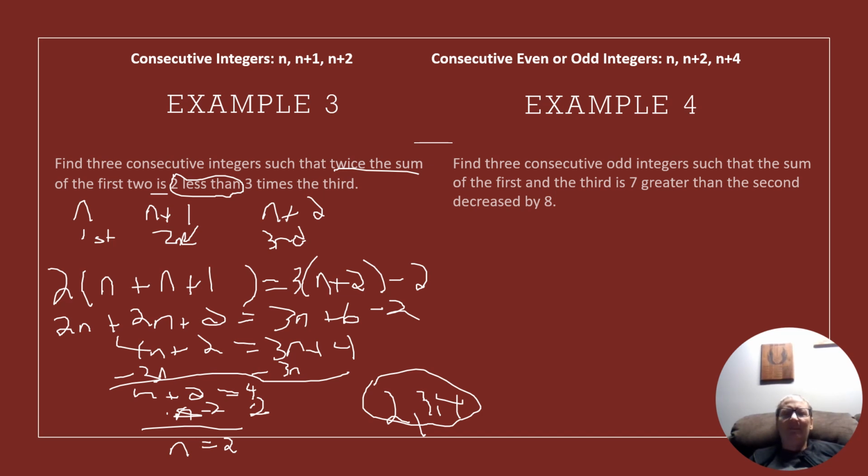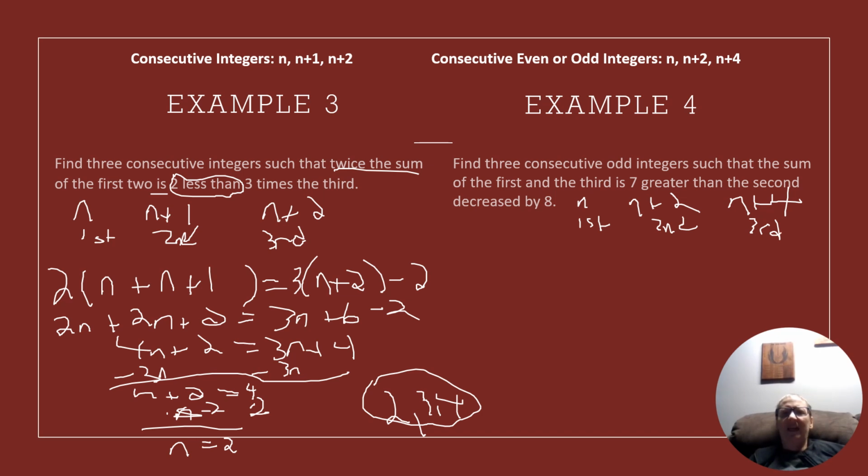All right, example 4. Find 3 consecutive odd integers. So I already know my pattern is n plus 2, and n plus 4. A lot of people want to do 1 and 3 for odds, but they are always 2 apart. Think about your first 3 odd numbers, 1, 3, 5. 3 is 2 away from 1, so that's why it has to be set up this way. So that's my first, my second, and my third.